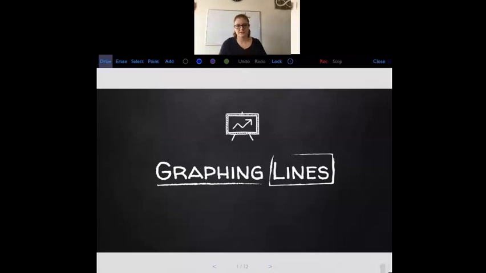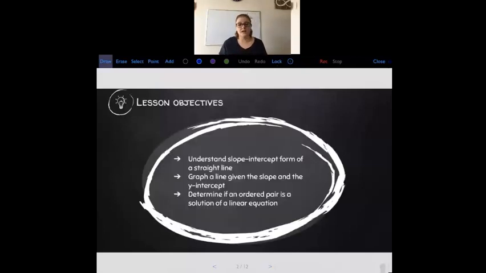In this lesson, we're going to talk about graphing lines. Previously, we talked about point and slope, and we're going to put that together with graphing lines. So what we're going to do today is understand slope-intercept form of a straight line, graph a line given the slope and the y-intercept, and determine if an ordered pair is a solution of a linear equation.